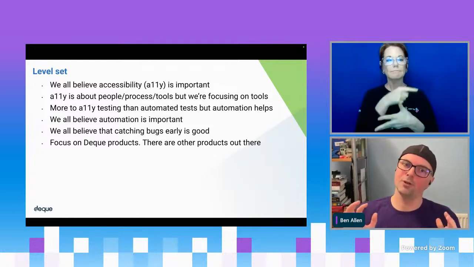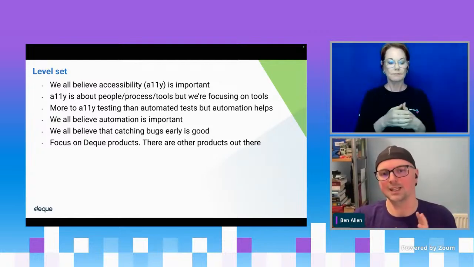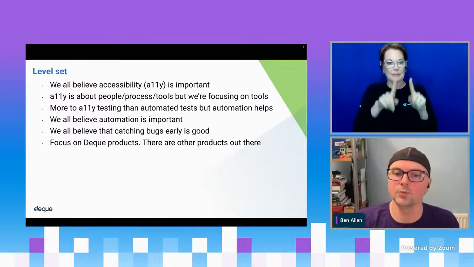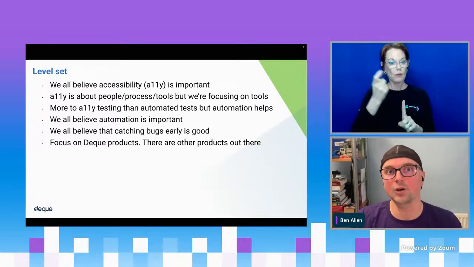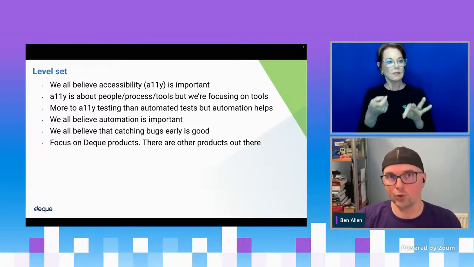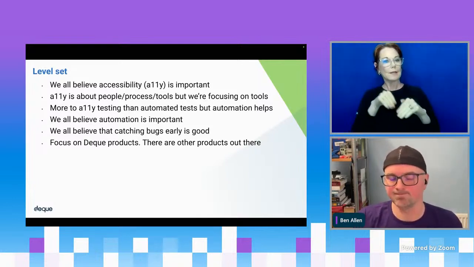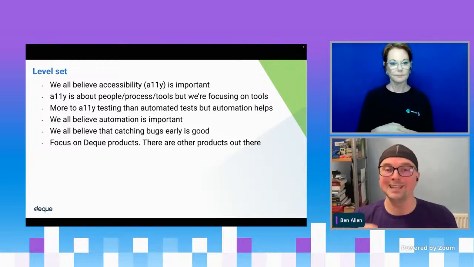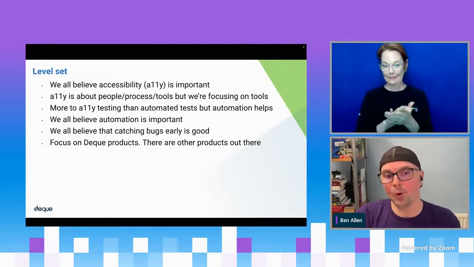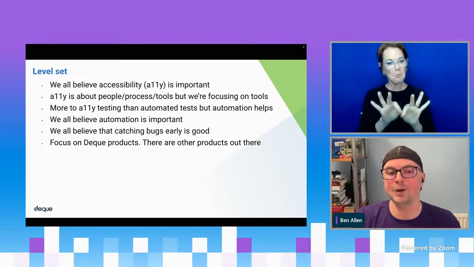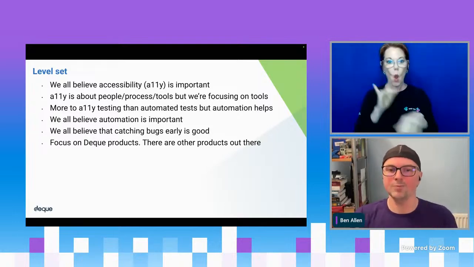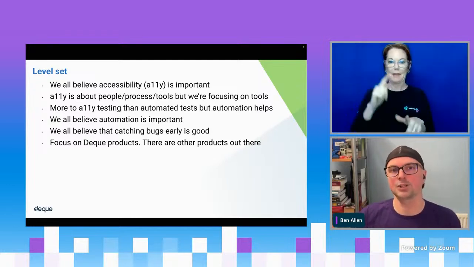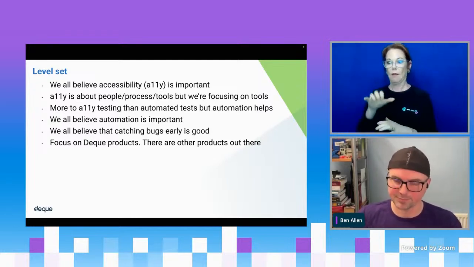We also know that there is more to accessibility testing than just running an automated tool. However, automation is still really important and a cost-effective way of improving your accessibility. We all believe that automation is important, and we all believe that catching bugs early while in your development environment is way better than having customers catch them in production.